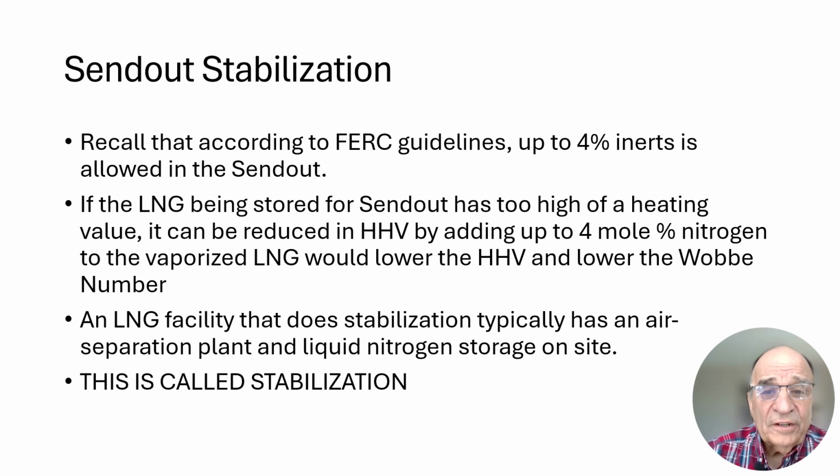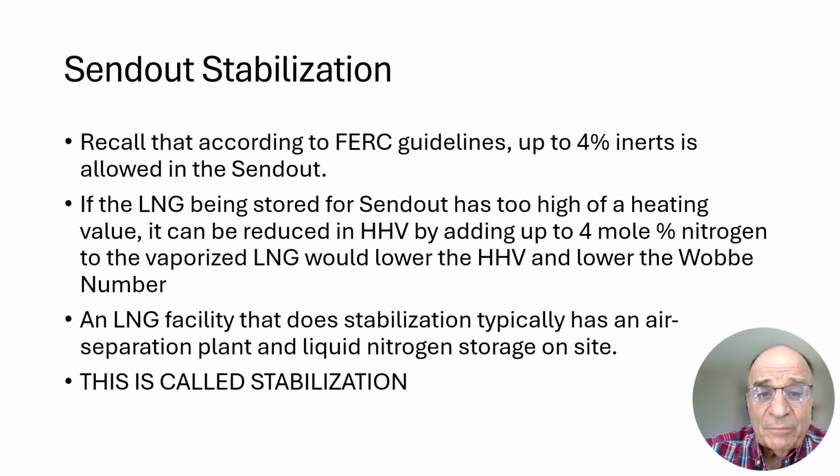Well, remember from the FERC guidelines, we're allowed to have up to 4% inerts in our send out. Inerts are anything that will essentially not burn, not have a heating value. Carbon dioxide would be an inert, nitrogen would be an inert, and there are a number of others, but the one that's used in the industry is nitrogen, and it's used to lower the higher heating value to lower the Wobbe index.